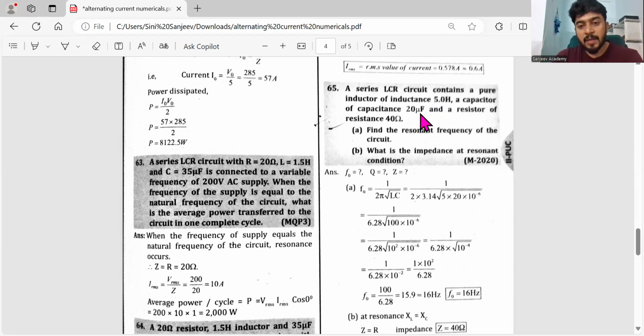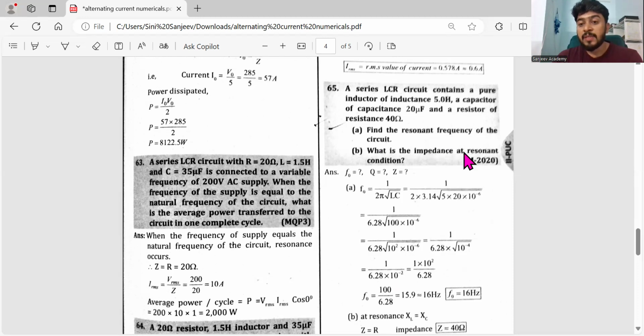So L is 5 Henry. What is capacitance? 20 microfarad, 20 into 10 power minus 6. So as I already told you, we are using the same formula again and again. Once we do the calculation, we'll get the resonant frequency, that is FR or F naught value. Find the resonant frequency, done.